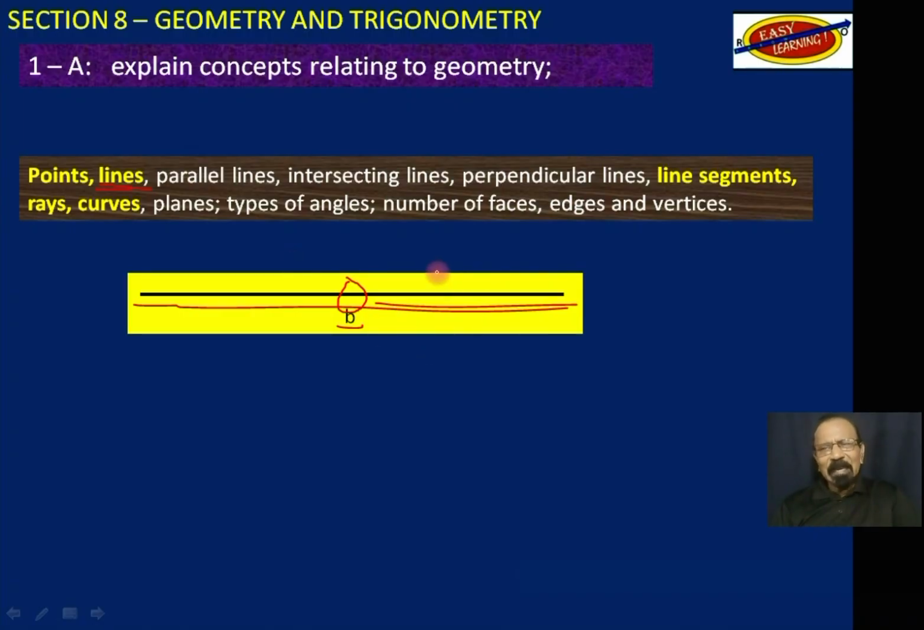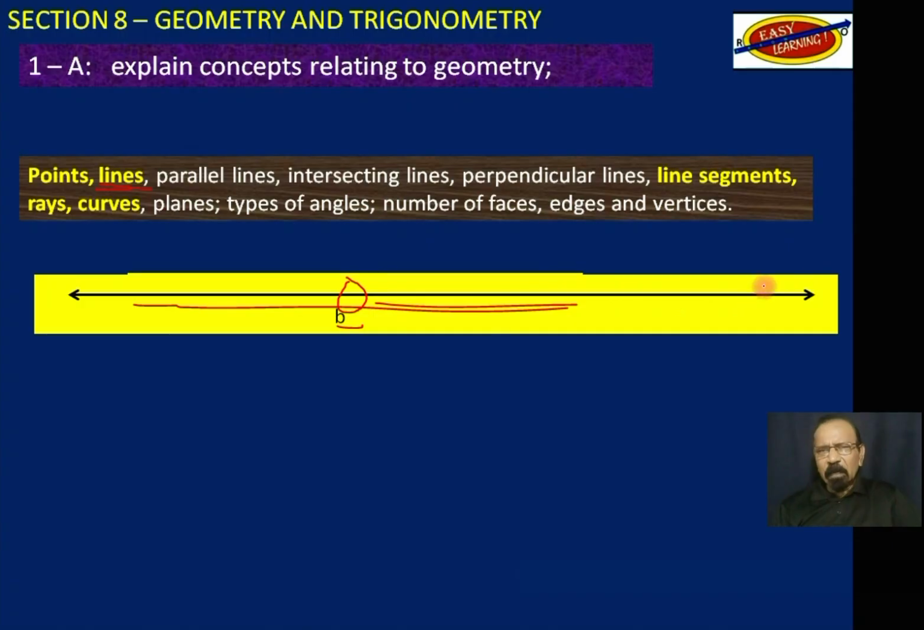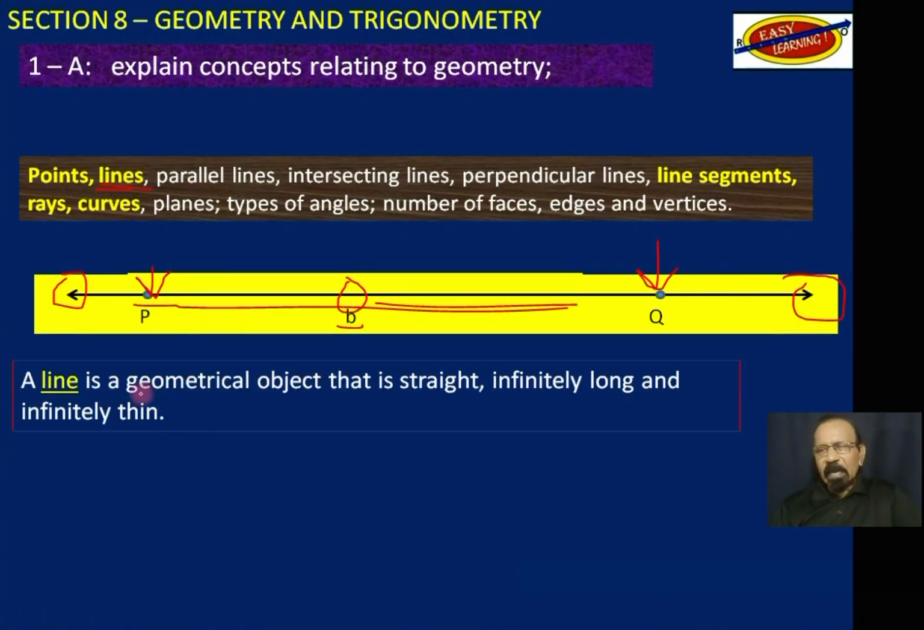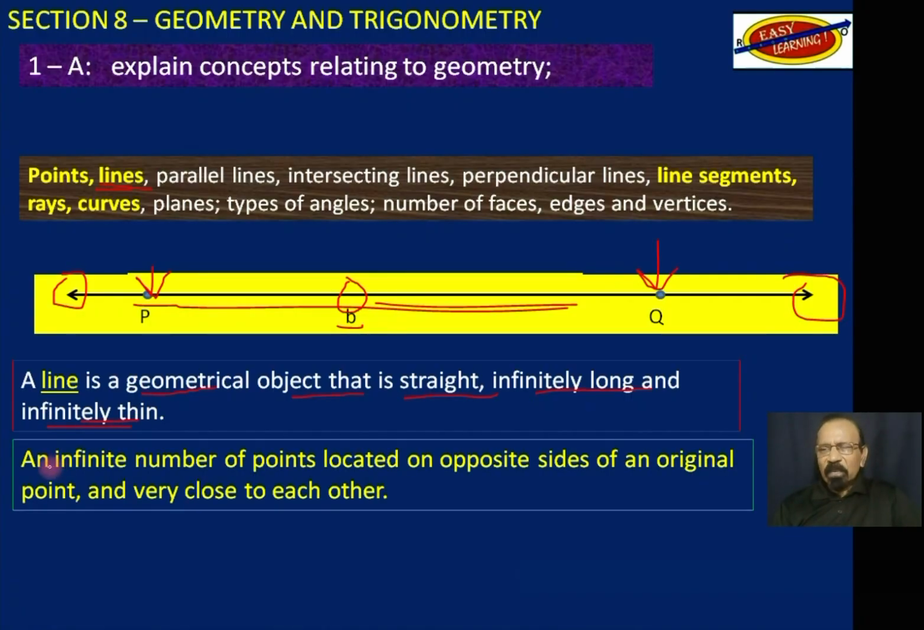Well, actually, it is not a line. If we extend those right to the far right to infinity and to the far left to infinity, and we identify two positions on the line, now we have the line PQ, but it extends forever to the right and forever to the left. A line is a geometrical object that is straight, infinitely long, and infinitely thin. So really, you have an infinite number of points located on opposite side of an original point, and those points are very close to each other.